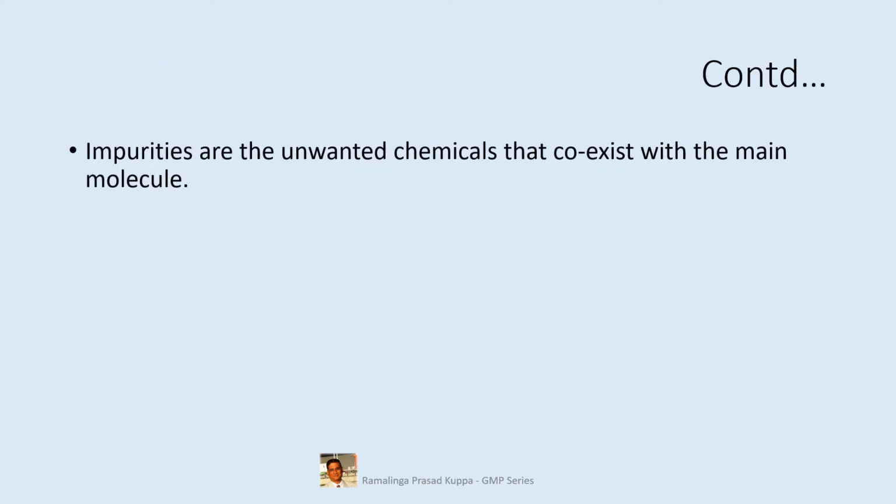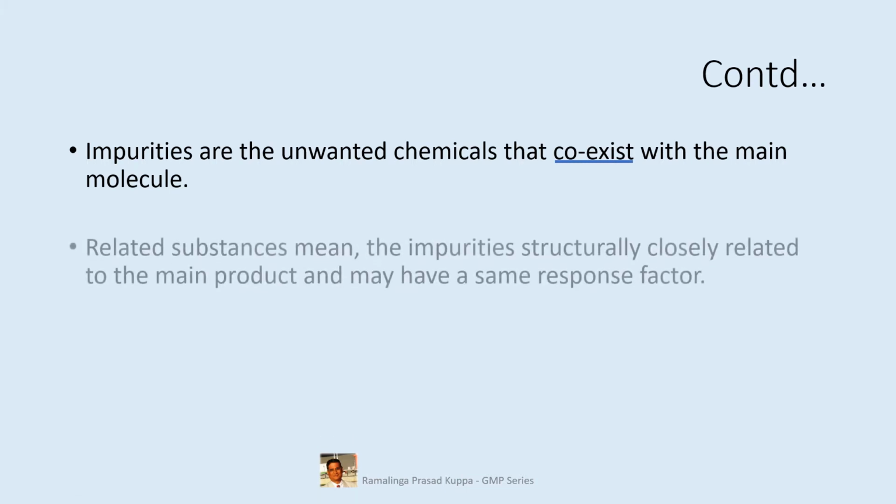Impurities are the unwanted chemicals that coexist with the main molecule. Since these impurities are likely to be toxic, it is necessary to identify its structure to evaluate the adverse impact on the safety of the consumer.